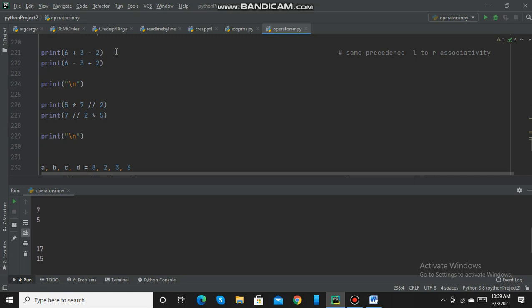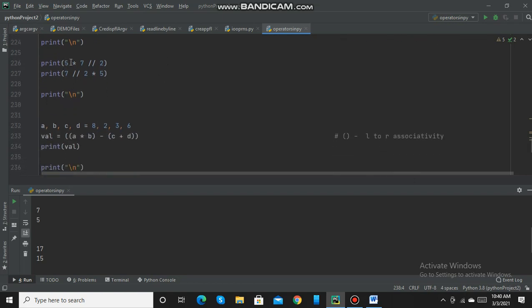So 6 plus 3 minus 2, that is 9 minus 2, which is 7. 6 minus 3 plus 2, that is 6 minus 3 is 3, plus 2 is 5, that is this 5 here. So these are examples of left to right associativity.